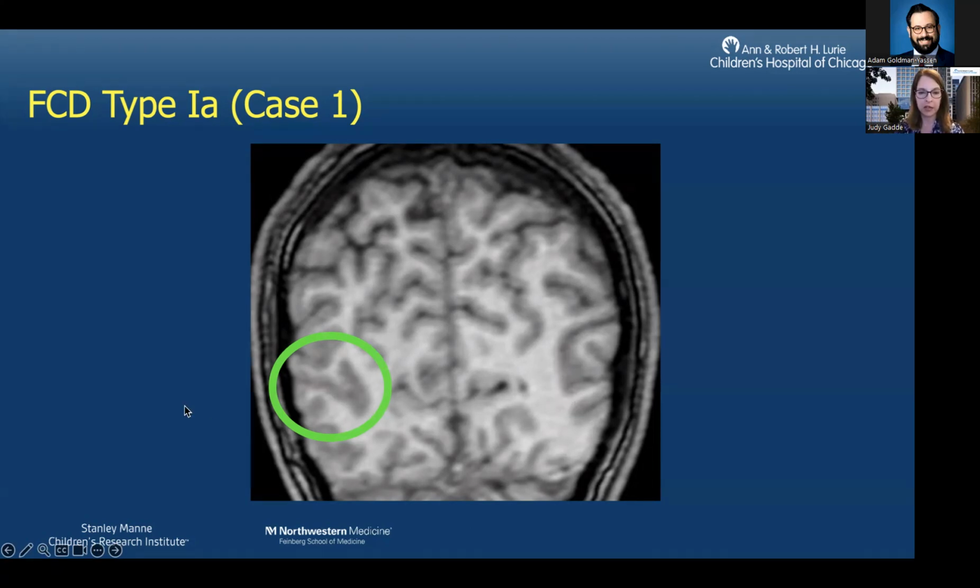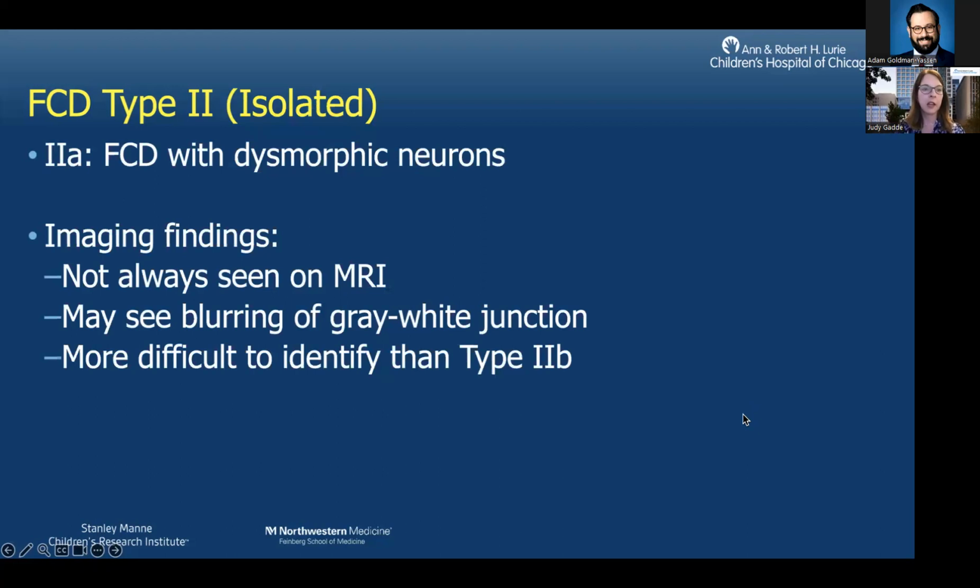So just to show you, these can be very subtle, but if you take enough time to look at these cases, and if you have the proper imaging, meaning an epilepsy protocol, which will include a 3D T1, then these can sometimes be found. And then moving on to type 2. So type 2A is focal cortical dysplasia with dysmorphic neurons. Again, this is not always seen on MRI, but it can be seen. Some findings are blurring at the gray-white matter junction, and these are less commonly seen than type 2B.